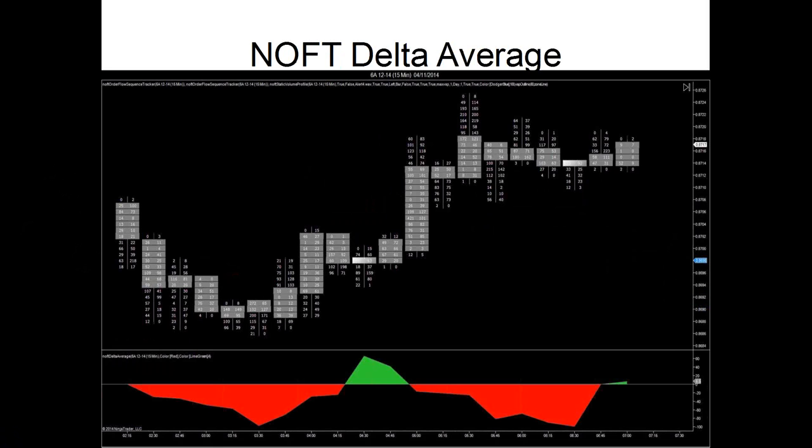In keeping with the theme of delta, we have a delta average here. Obviously it's an average of the delta. So down here, the delta is moving up and down. It's basically just an average, essentially an oscillator of the delta that's being calculated on each bar.